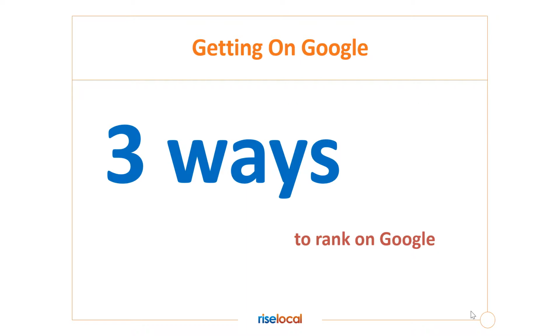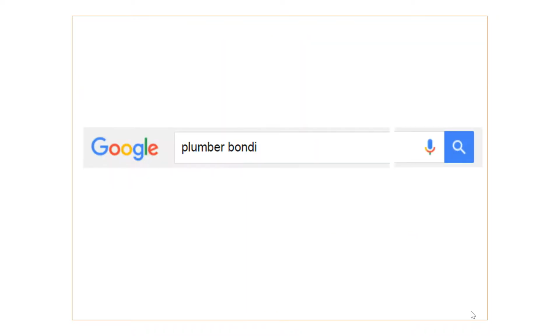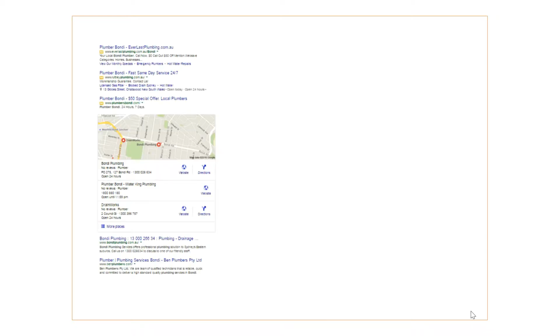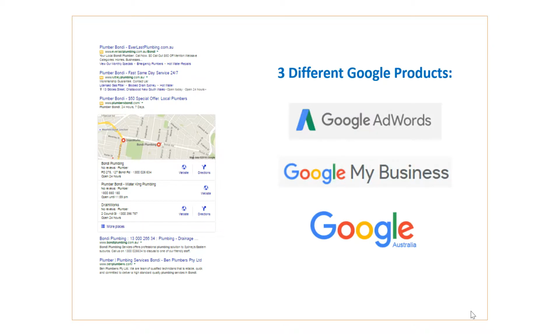I'll just go through this pretty quickly because you've likely seen this in your own experience. Let's use our example of a search for Plumber Bondi. You get a search result page that looks something like that. And there's actually 3 different Google products that make up that search results page. So you need to be present in Google AdWords, Google My Business, and the traditional Google search results.